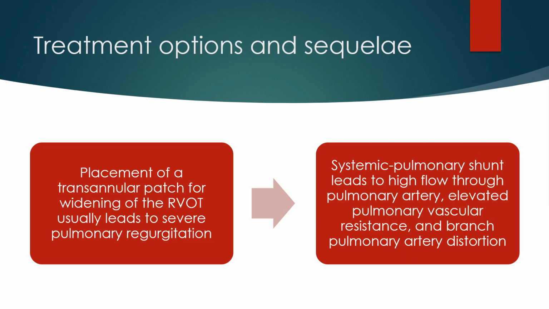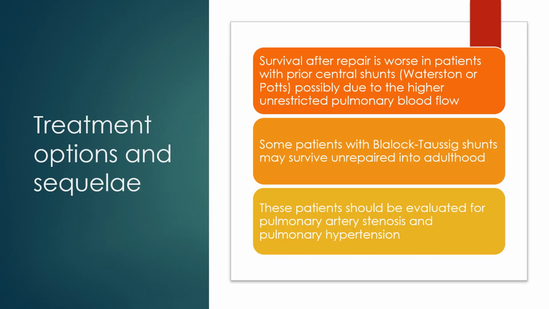Placement of a transannular patch for widening of the RVOT usually leads to severe pulmonary regurgitation. Systemic pulmonary shunts lead to high flow through the pulmonary artery, elevated pulmonary vascular resistance, and branch pulmonary artery distortion. Survival after repair is worse in patients with prior central shunts, that is Waterston or Potts, possibly due to the higher unrestricted pulmonary blood flow.